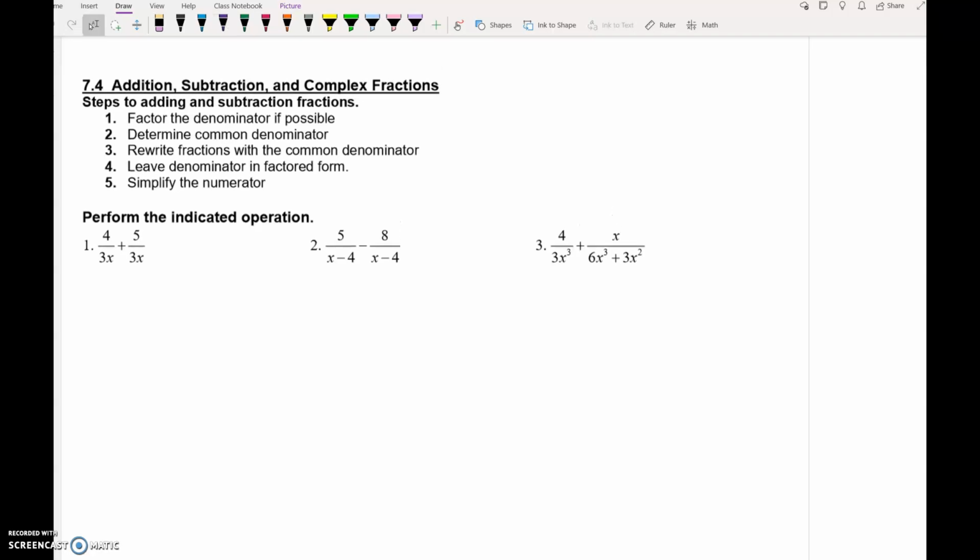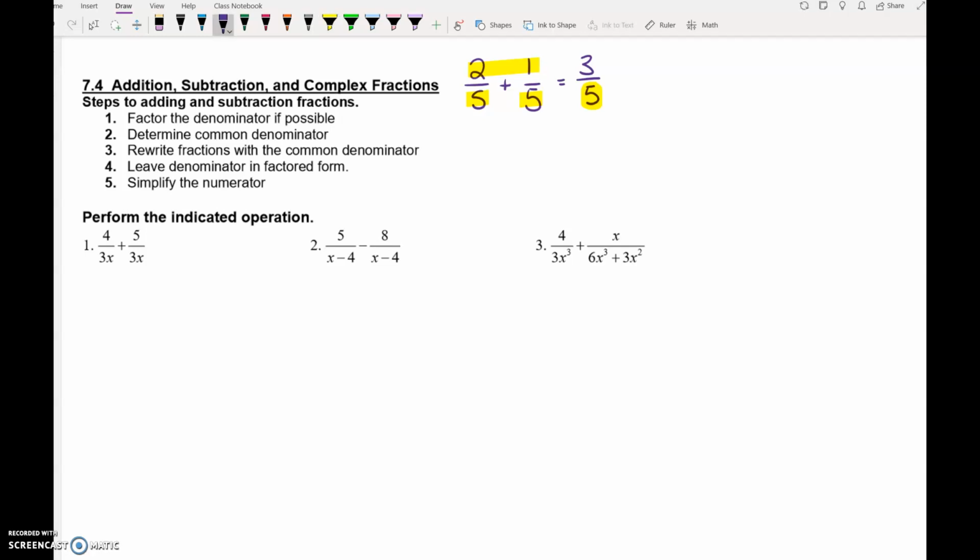Before we get started on the actual notes, I want to review with you something that you learned a long time ago. If I have 2/5 plus 1/5, that is 3/5. When you're adding fractions, if the denominator is the same, you're able to add the numerators together. Notice that the denominator does not change. You simply add the numerators together once you have a common denominator.